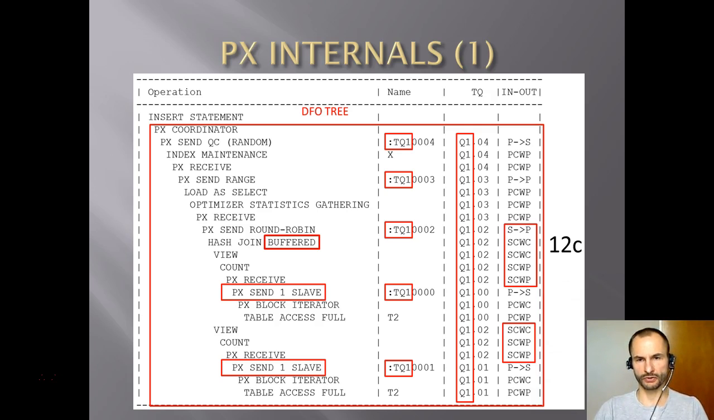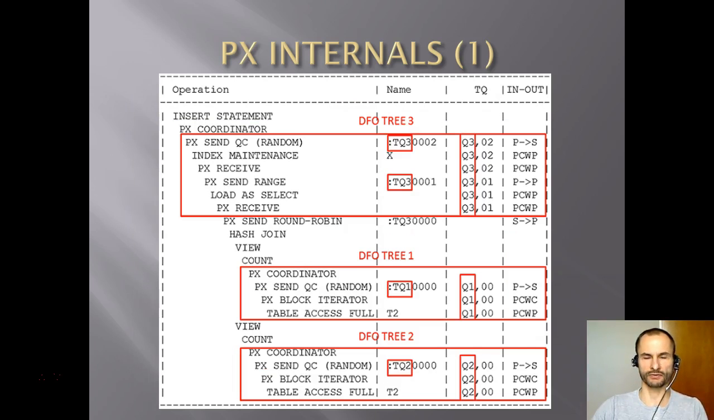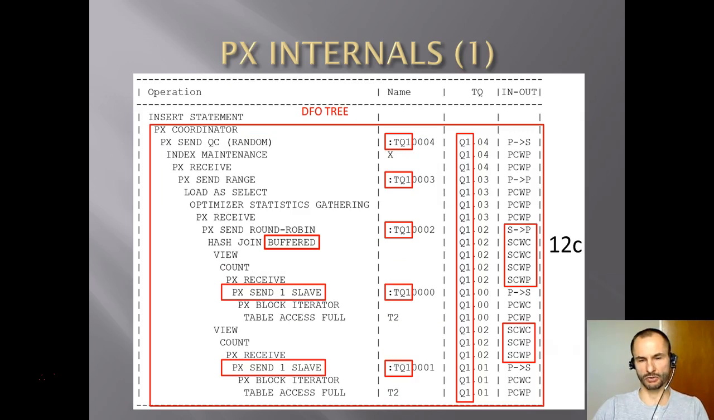When you have a single DFO tree, you can simply ignore this. So this is the same execution plan in principle that we have here, which is decomposed into 3 DFO trees in pre-12c. In 12c, it will be a single DFO tree, and it introduces also some new parallel features that I also mentioned on my blog. For example, this PX SEND 1 SLAVE is one of the things that 12c uses in order to merge everything into a single DFO tree.